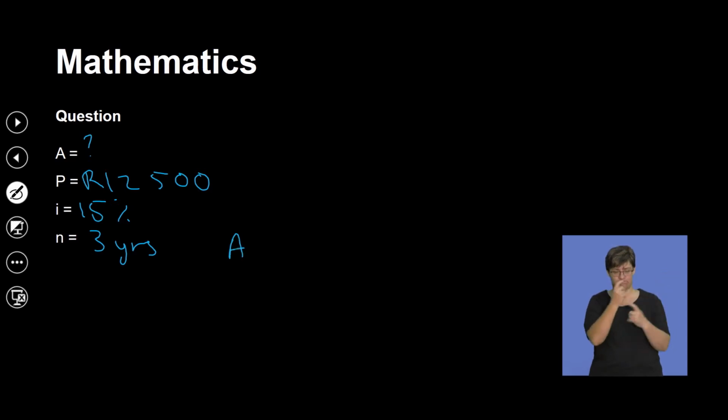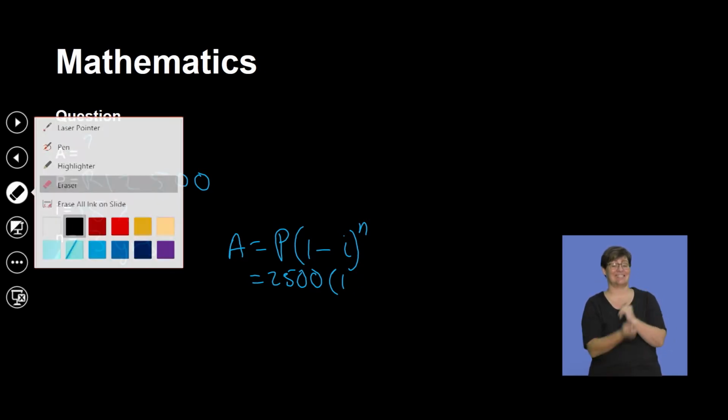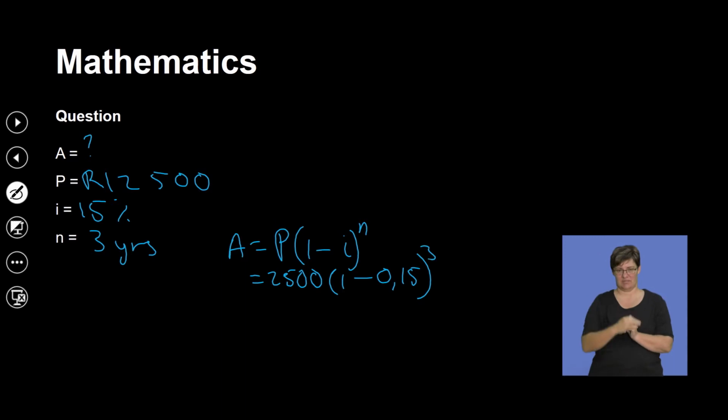Now, to calculate this, I will first start with the formula, 1 minus i to the exponent of n. And then I'm looking for A. I know what my P is. That's 2,500, into 1 minus, not plus. See, one of the common mistakes that we normally make is as soon as you see compound something, you already think compound interest. And this is going to be 0.15 to the exponent of 3.